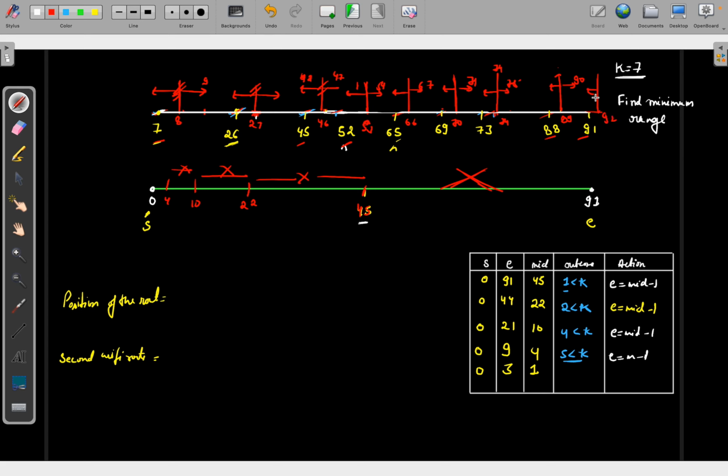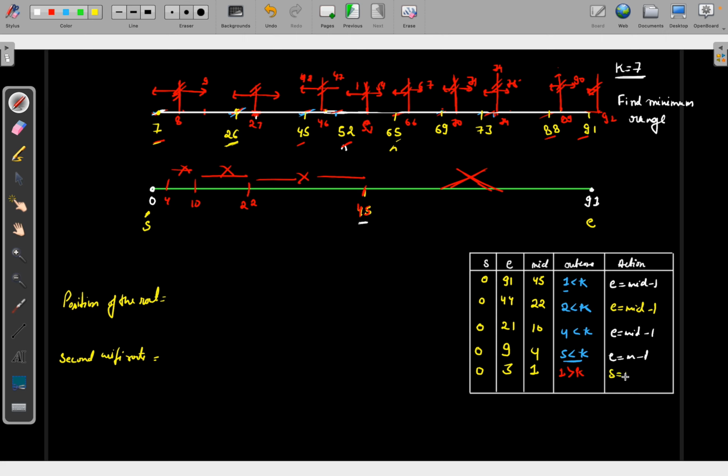So this will be this Wi-Fi supply. So how many routers have I installed? 1, 2, 3, 4, 5, 6, 7, 8, 9, equal to the number of houses. That is more than K. So what I need to do is increase the range. 1 is very less.